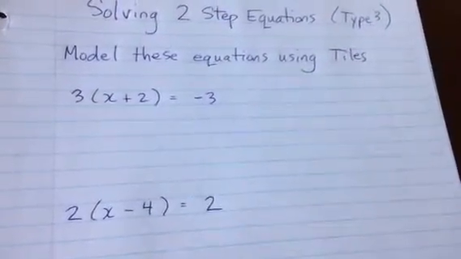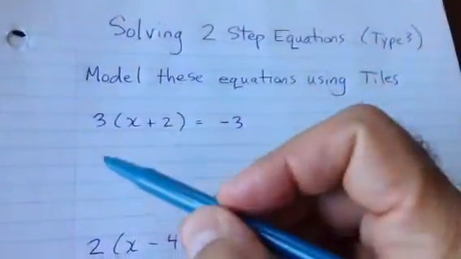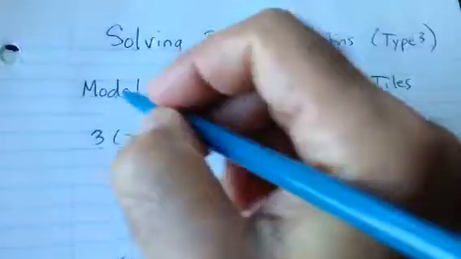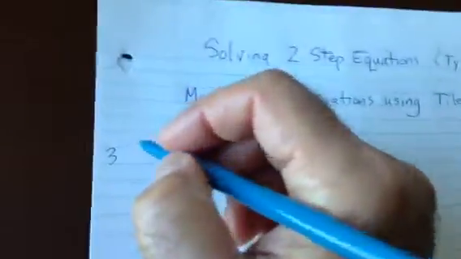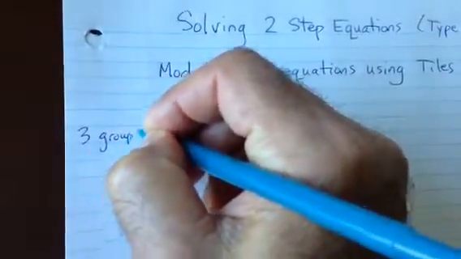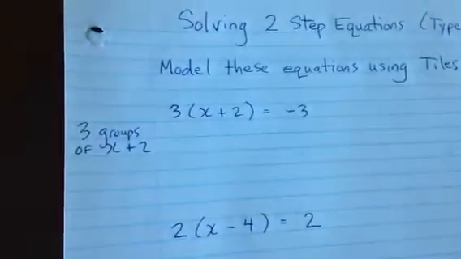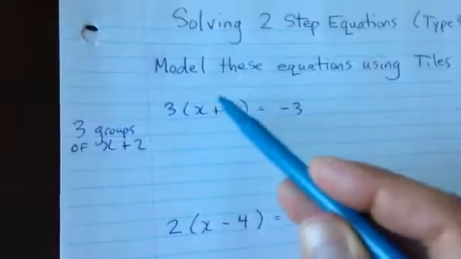So we're going to model these equations using tiles. So this means 3 groups of x plus 2, right? So 3 groups of x plus 2. So 3 of whatever's inside here.